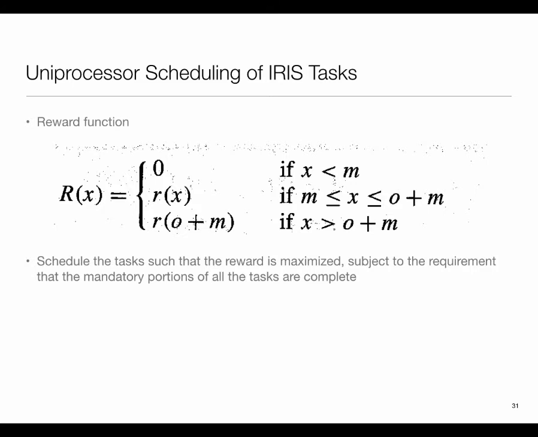And then finally, if I give it too much time, too much resource, so more than O plus M, then I kind of saturate. So at this stage, I kind of saturate. So it's a very common model, very commonly used in networking and stuff like that.